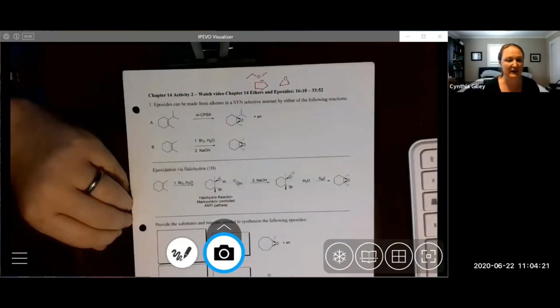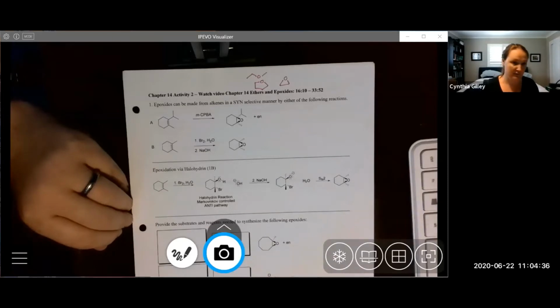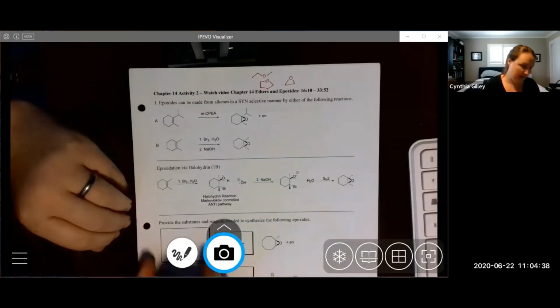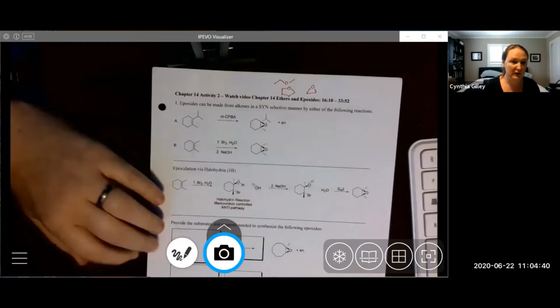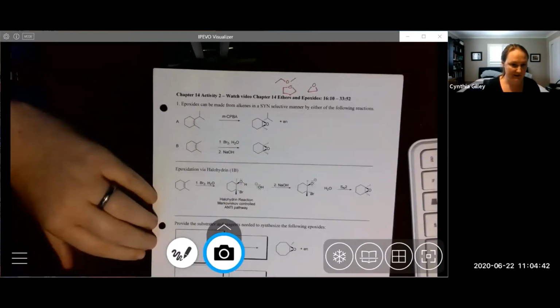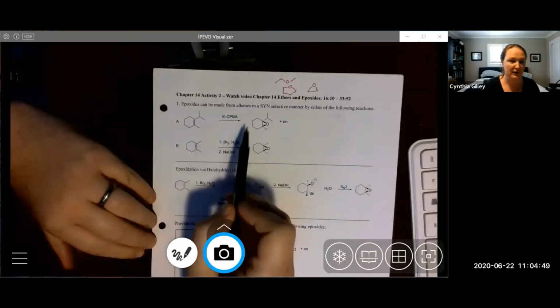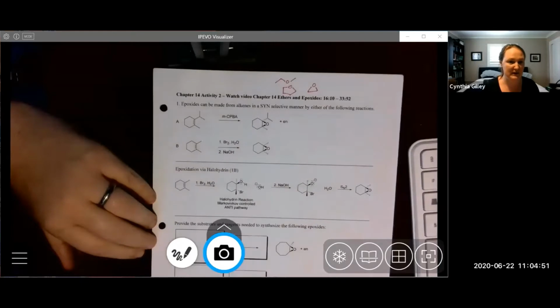So that's why we spend a lot of time on epoxides, because they have a lot of what we call synthetic utility. We can do things with them to make other things, whereas we can't really react ethers to make a lot of other things. Okay, so we're going to be looking at 2 ways to make an epoxide, which should be a review reaction for you. Should have been introduced last semester.